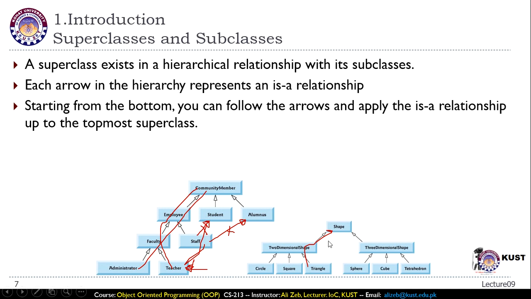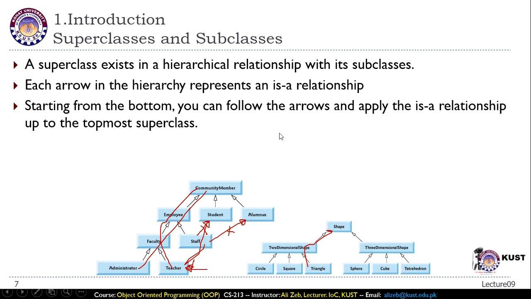And the same is true for this diagram. The shape class is the superclass, and there can be two-dimensional shapes or three-dimensional shapes which can have their own classes of shapes. For example, we can have circles, which is a subclass of the two-dimensional shape. We can have a square, which is a subclass of the two-dimensional shape. And we can have a triangle, which again is a two-dimensional shape. And at this side we can have a sphere, a cube, a tetrahedron. These are examples of the three-dimensional shape.